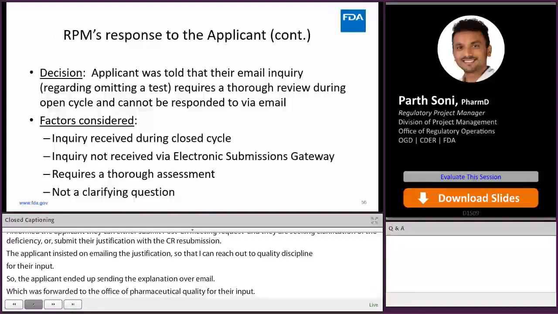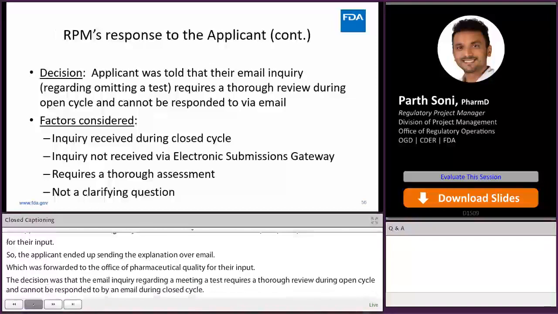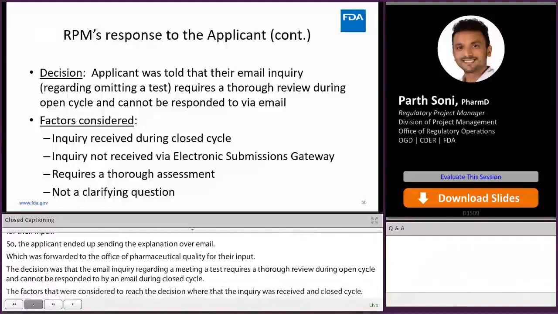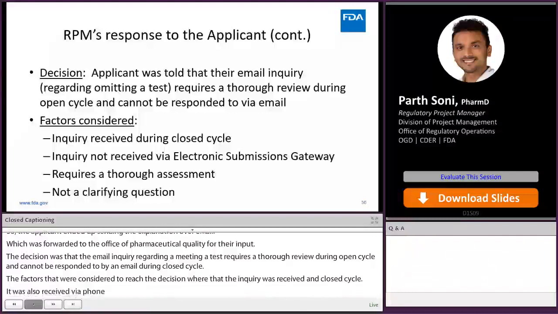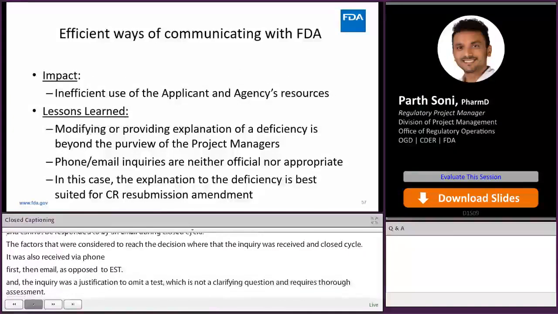The factors that were considered to reach the decision were that the inquiry was received during closed cycle, it was also received via phone first and then email as opposed to ESG, and the inquiry was a justification to omit a test, which is not a clarifying question and requires thorough assessment. Such an inquiry received during closed cycle contributes to inefficient use of the applicant's and agency's resources.